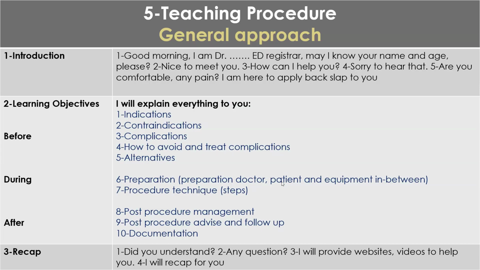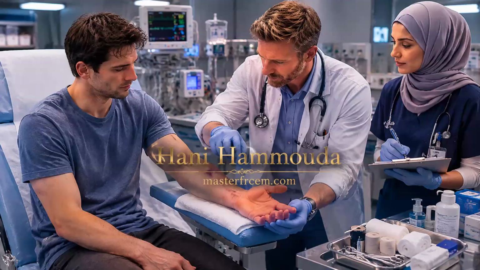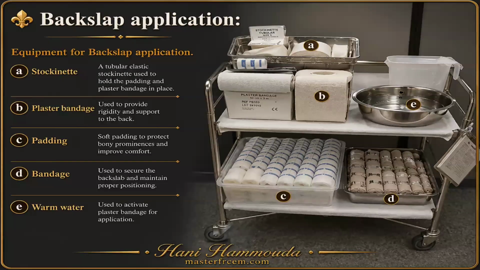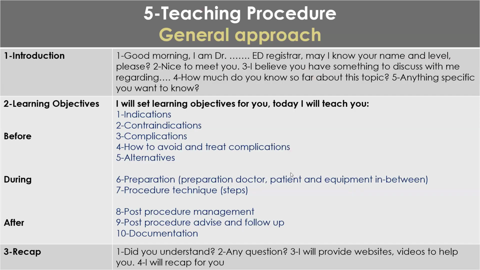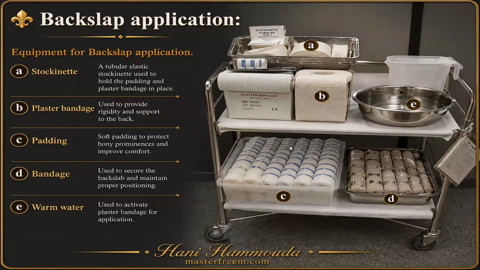Patient, please, can you sit for me or stand? You can do sitting or standing. Easy? So the patient is sitting or standing. So preparation of the patient sitting. You can ask the patient, can you sit for me? And the equipment, you will ask the nurse to prepare: stockinette, plaster bandage, padding, bandage, and warm water, crepe bandage.